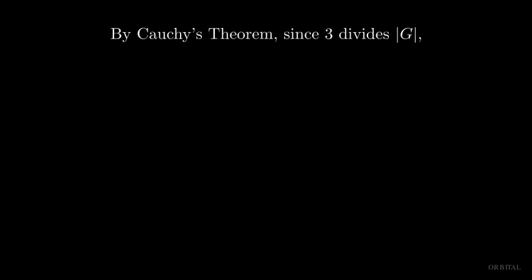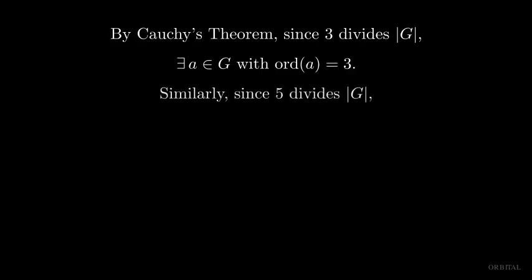Let G be a group with order 15. Note that 15 factors as 3 times 5. By Cauchy's theorem, which guarantees that prime divisors of the group order always show up as element orders, since 3 divides 15, there exists an element A in G of order 3. Similarly, since 5 divides 15, there exists an element B in G of order 5.